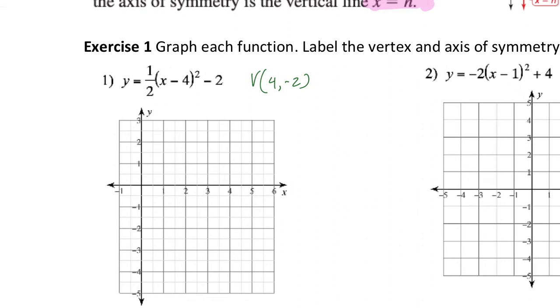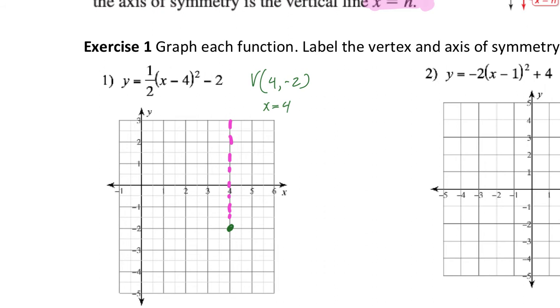Now I'm going to start by marking that point. So (4, -2), that point is right here. Now my axis of symmetry is x equals 4. I'm going to draw that line, and it's going to be a dotted line because it's not part of the graph. It's going to help me graph, but it's not going to be part of the graph. This is my axis of symmetry right there.